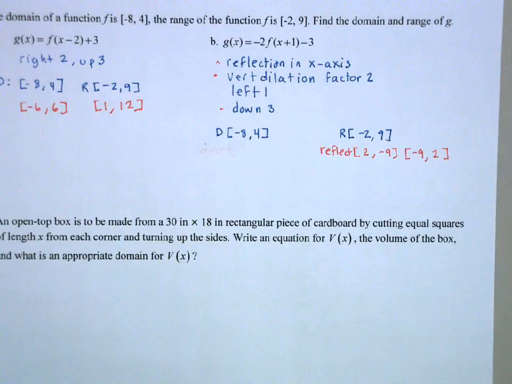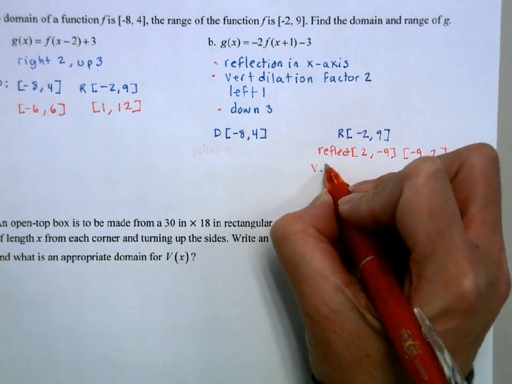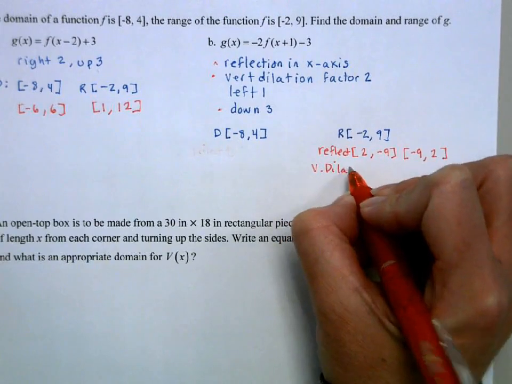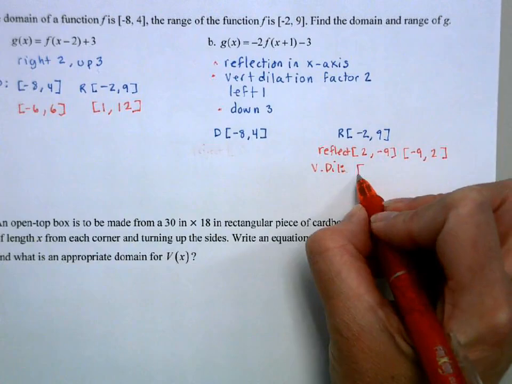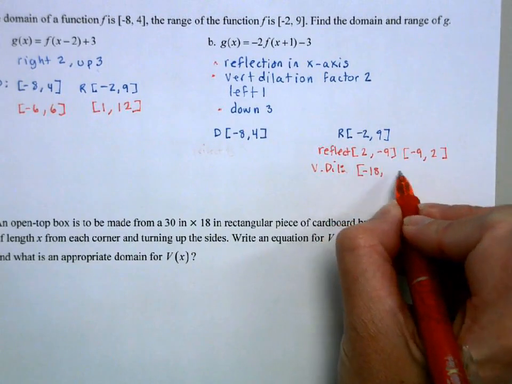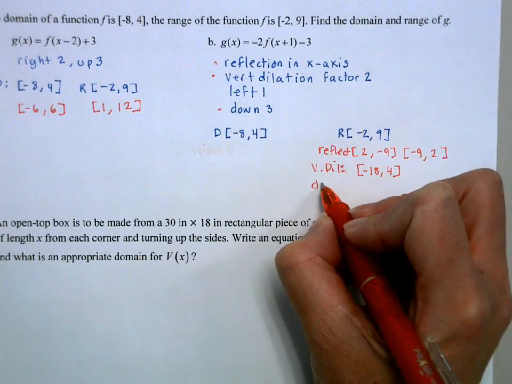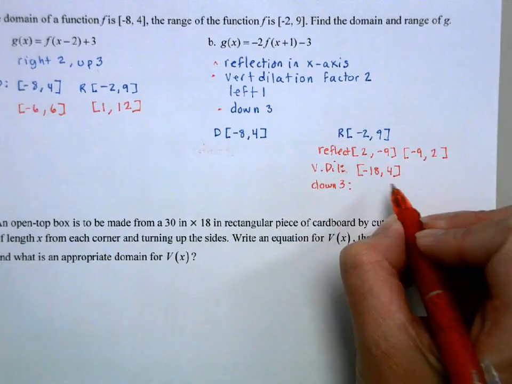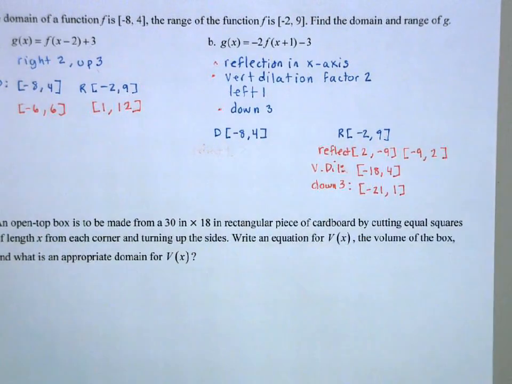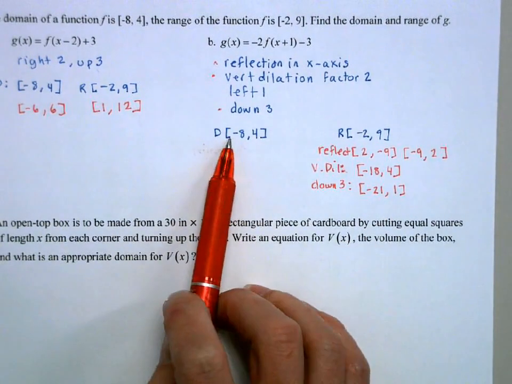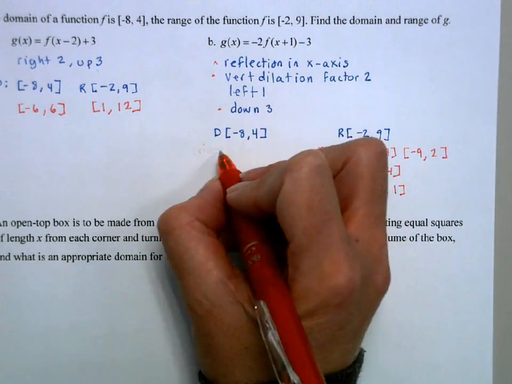My vertical dilation is going to multiply those values by 2. So now I'm going to be at -18 to 4. And then we're going to move it down 3. So this will be at -21 and 1. The only thing that's affecting the domain is this left 1, which means I'm going to subtract 1 from both of those.